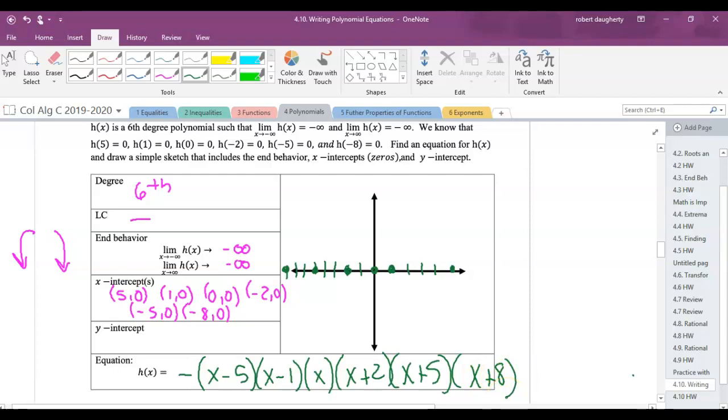What is the y-intercept? Yeah, you plug in a 0 and you get 0. So the y-intercept is (0, 0). This would be negative 5 times negative 1 times, what's this number? Oh, I'm tripping. I started adding after I got 0. So this one worked out well.